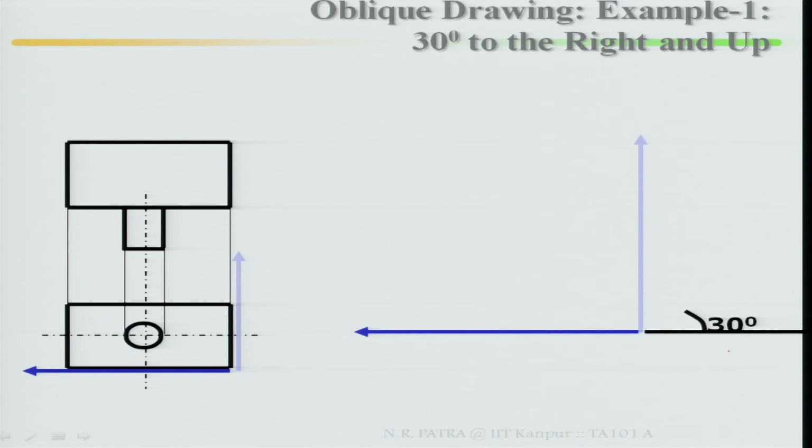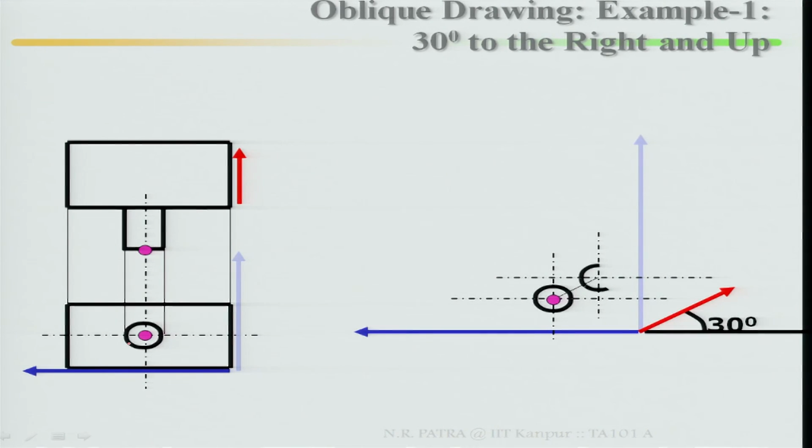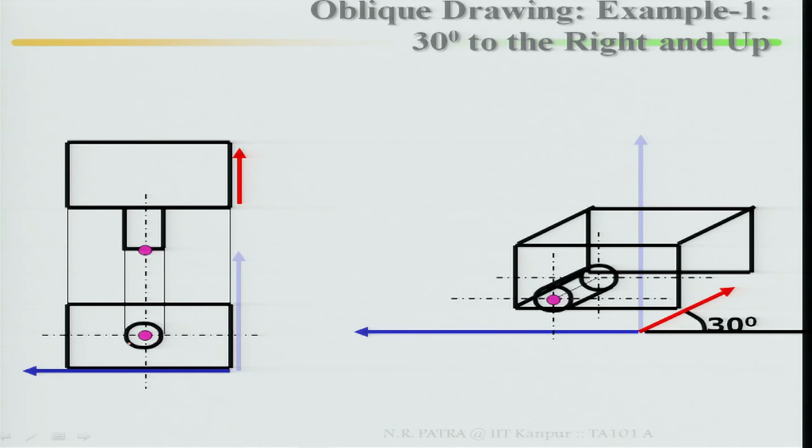Then 30 degrees to the right and up, which means it will be towards the top, 30 degrees up. Finish your depth. Mark your center line, draw your circle. This circle is your true shape, because this is in the front view. Extend it in the depth direction, draw the circle again, finish it. Do the width and height, then extend it in the depth direction.